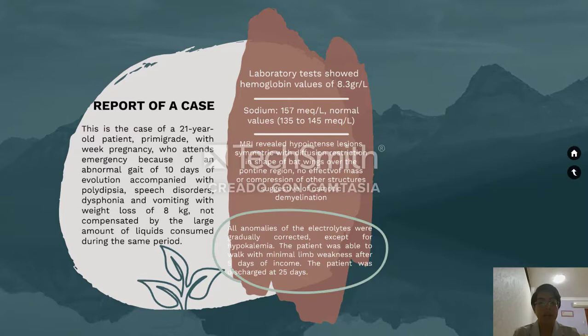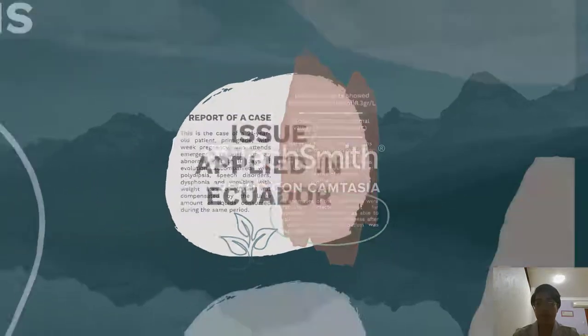All anomalies of the electrolytes were gradually corrected, except for hypokalemia. The patient was able to walk with minimal limb weakness after 5 days of admission. The patient was discharged 25 days after.